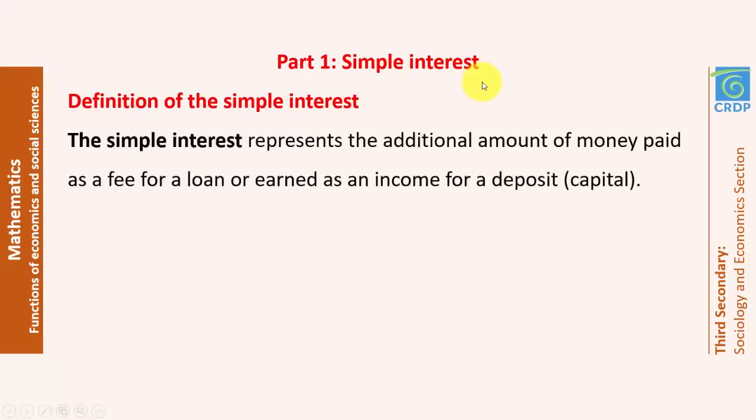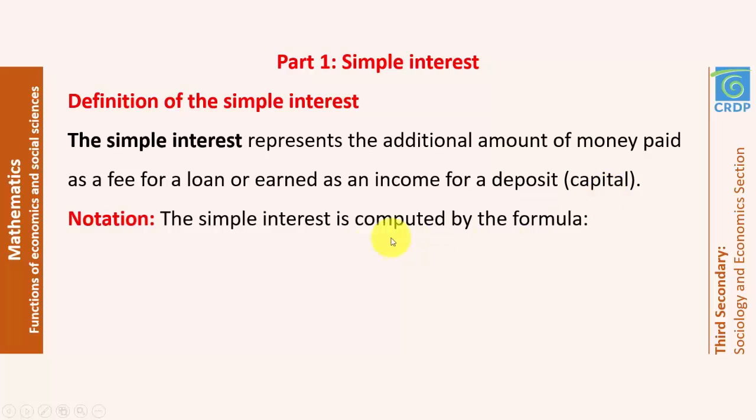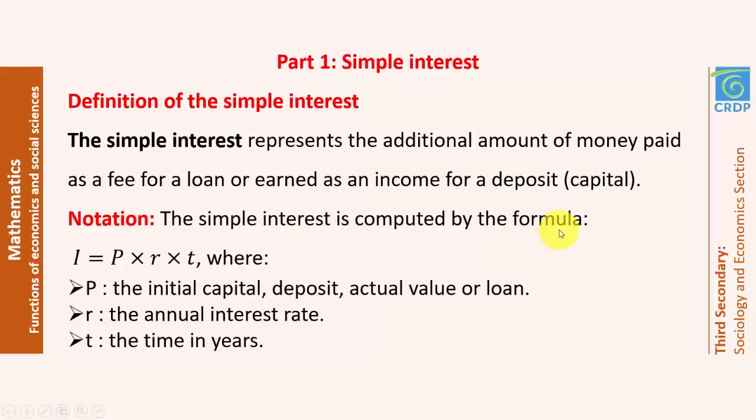It represents the additional amount of money paid as a fee for a loan or earned as an income for a deposit. The notation of the simple interest is I, and it is given as I equals PRT, where P is the initial capital, deposit, actual value or loan, R is the annual interest rate, and T is the time in years.